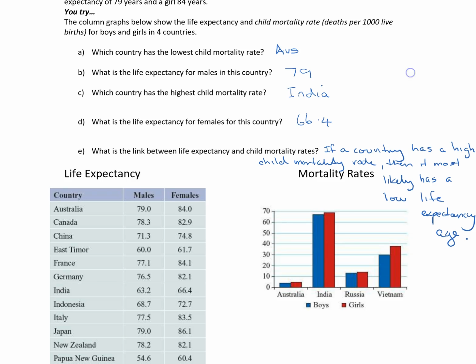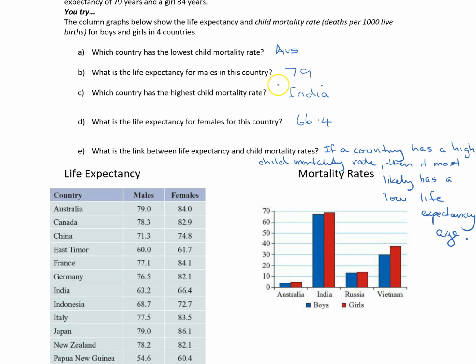So you can see I've answered those couple of quick questions about the column graph, which is the child mortality or death rate per 1,000 live births. So in Australia, we have few mortalities of babies when babies are born. India, lots of babies born will die. Russia, a few more. Vietnam, quite a few as well. Which country has the lowest child mortality rate? Well, that's us, according to just these 4 countries.